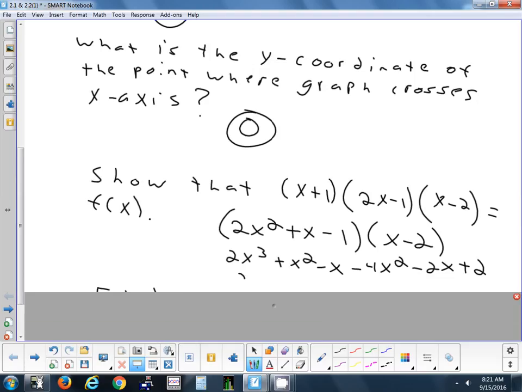Okay, let's combine like terms. We get 2x cubed. What's x squared minus 4x squared?